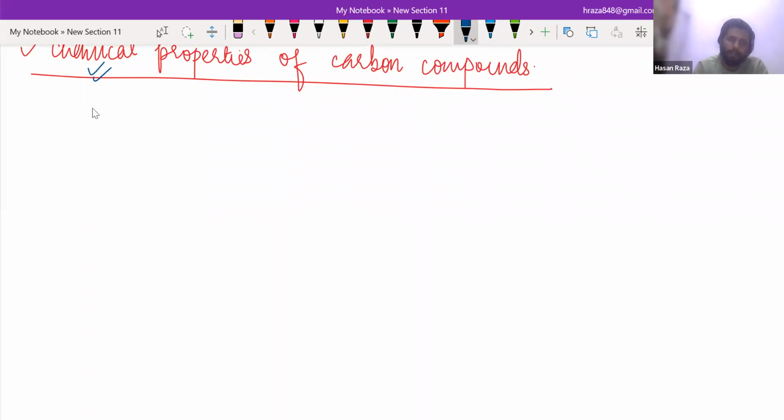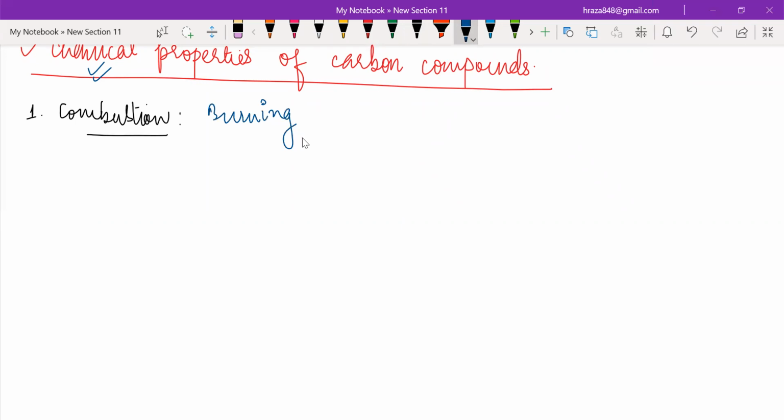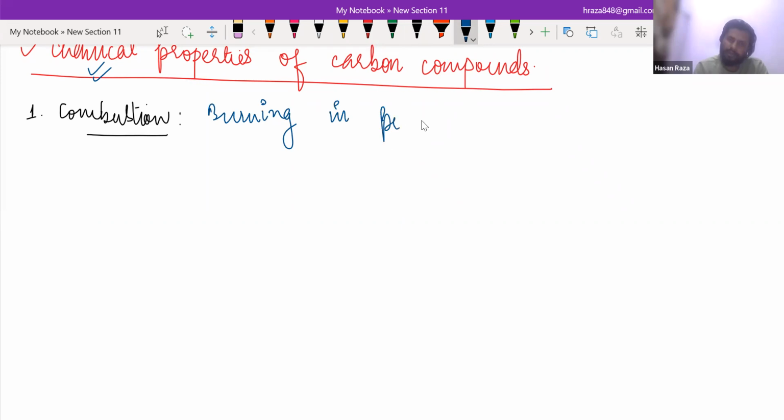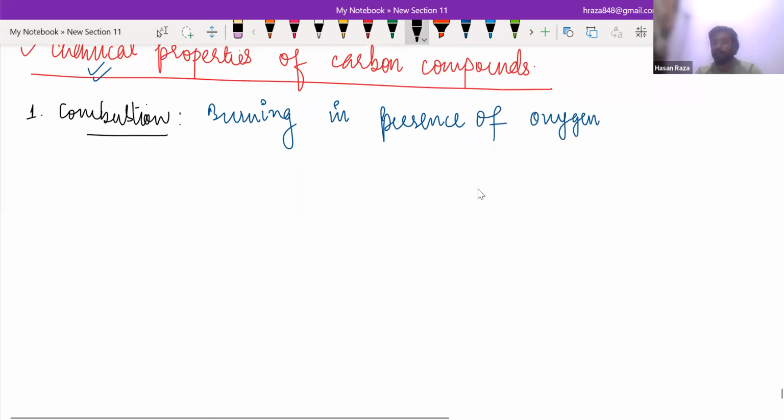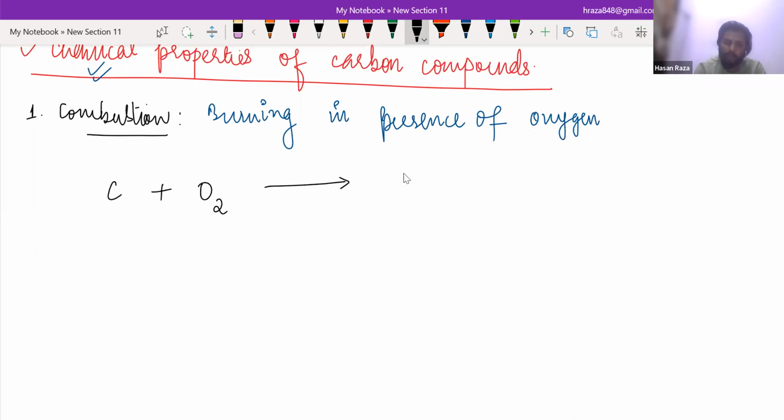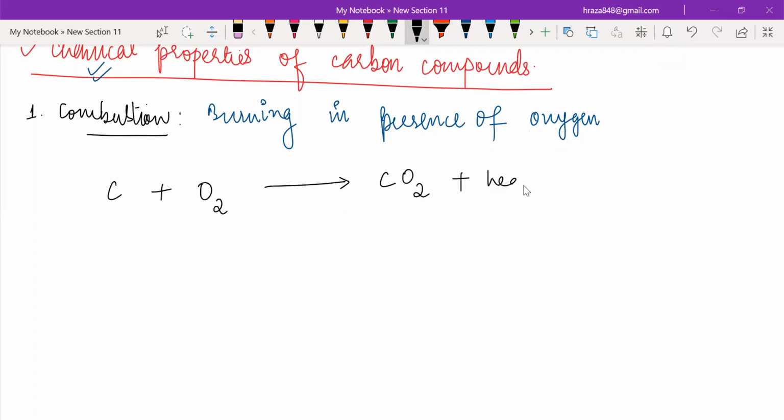So in this, we have the first, that is combustion. Do you know what is combustion? Combustion is basically burning of anything in the presence of oxygen, and burning is not possible without oxygen, right? Fire is not possible without oxygen. So we are going to burn carbon compounds and we will see what we get. First of all, I'm going to take carbon in solid form like coke and react this with O2. That means combustion. Then you will get carbon dioxide plus heat and light.